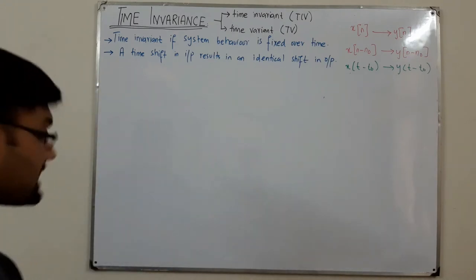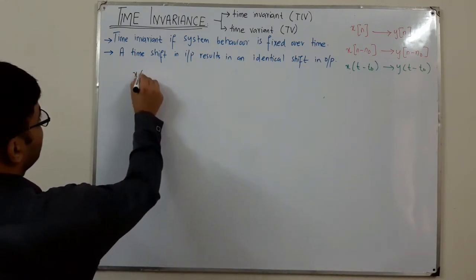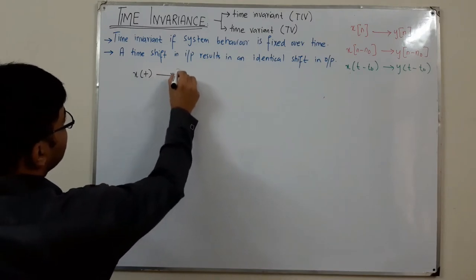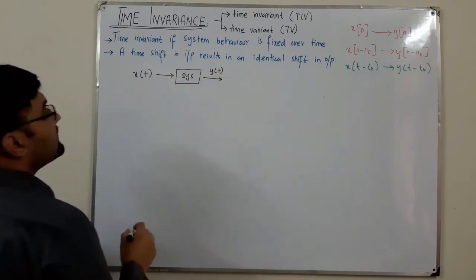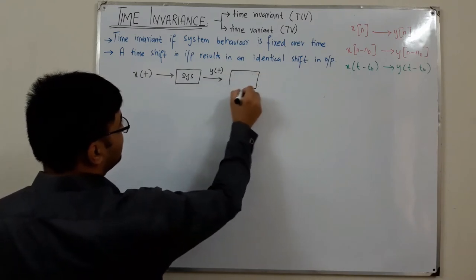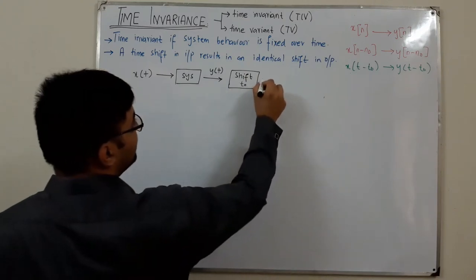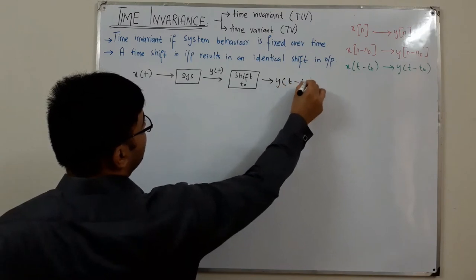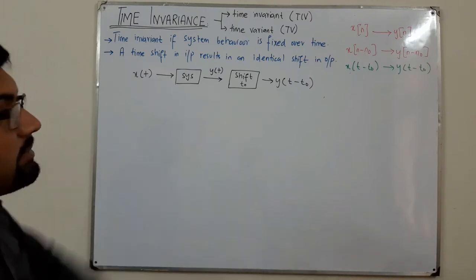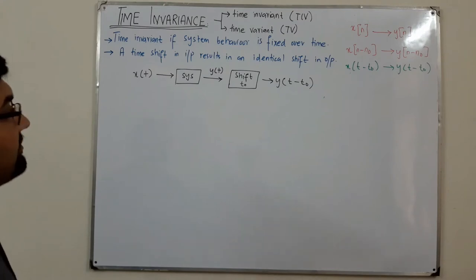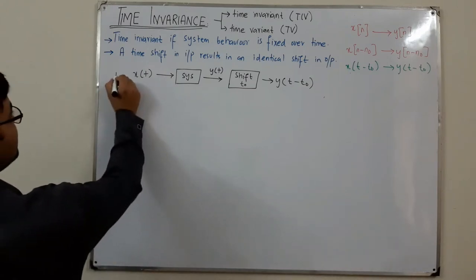Now, I will explain it with a simple method. The basic method is this: you have an input, x of t. You feed it to a system, and you get y of t. Now, you provide a shift to it, let's say by an amount t naught. So the output could be y of t minus t naught or t plus t naught depending on the shift. Let's say I take it as minus generally, if you talk about the delay. This is step number one. You got a delayed output.